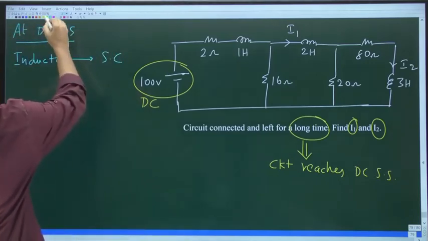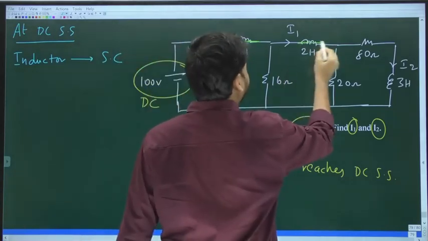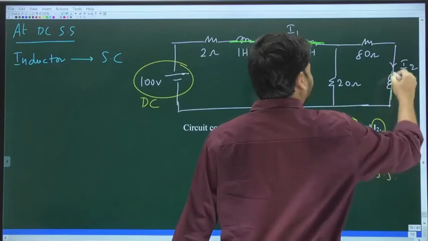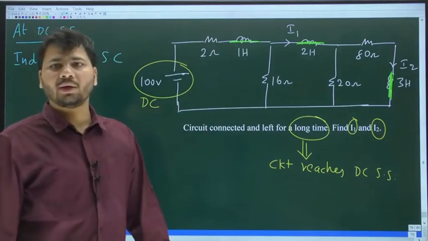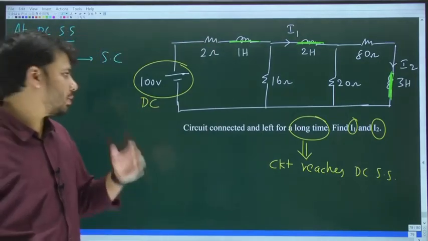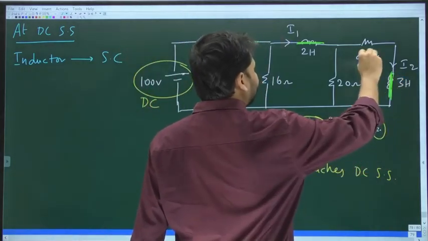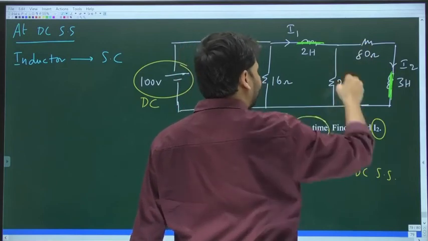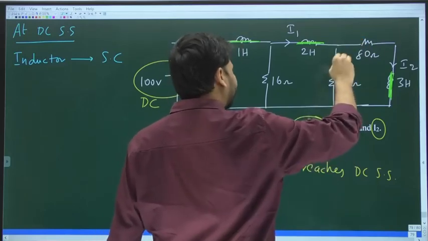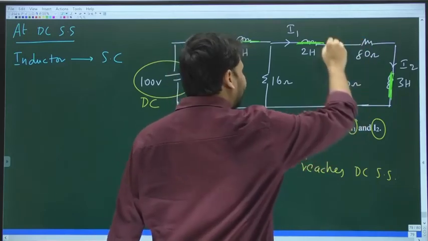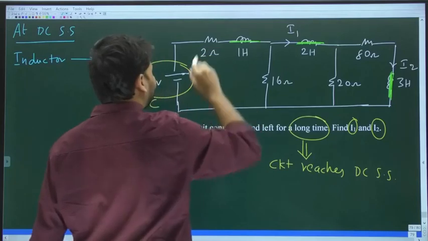So if you look here, this 1 Henry coil becomes a short circuit. The 2 Henry coil becomes a short circuit. The 3 Henry coil also becomes a short circuit. That's all. At DC steady state, every inductor becomes a short circuit. Now, when the inductors become short circuits, you should be able to identify that this 80 and 20 both are in parallel. In fact, not just 80 and 20, 80, 20 and 16, all three are in parallel. And this entire parallel combination is in series with 2 ohm.